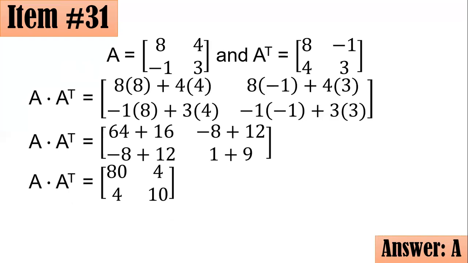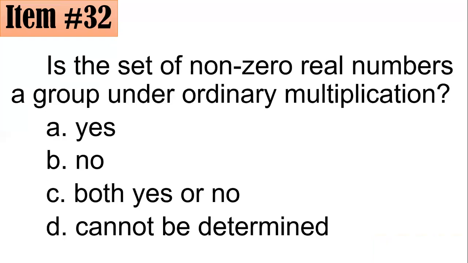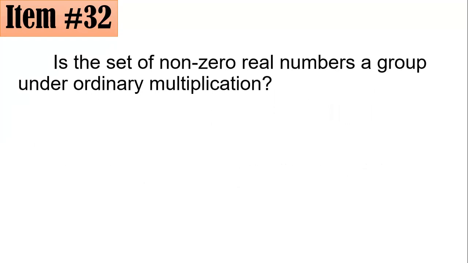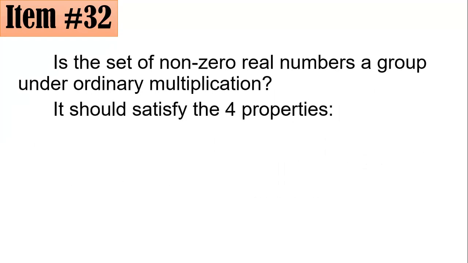32. Is the set of non-zero real numbers a group under ordinary multiplication? Is it yes, no, both yes or no, or cannot be determined? When we speak about a group, it should satisfy 4 properties. The first property of a group is closure.